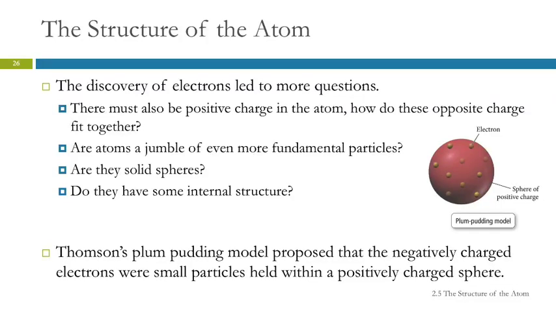So they discovered electrons. So then that leads to more questions. If there's negative charges in the atom, then there's got to be some positive charges. And then how do those things fit together? Are there other particles in there? Are these just like a jumble of little beads or something?